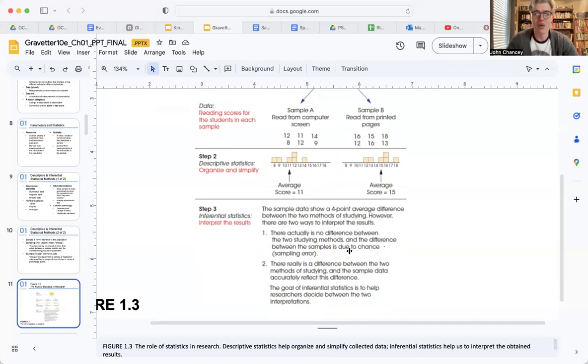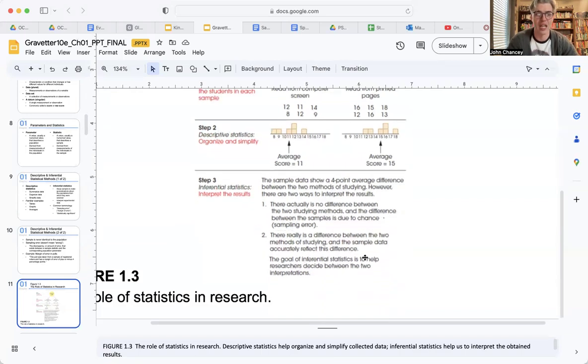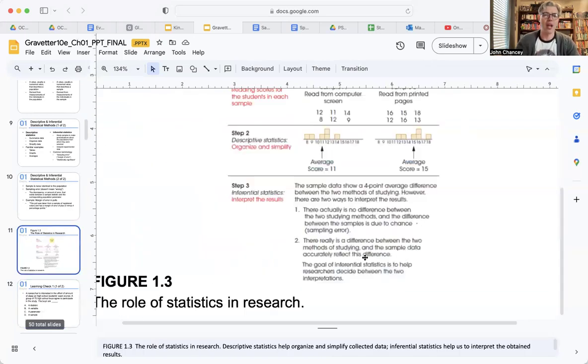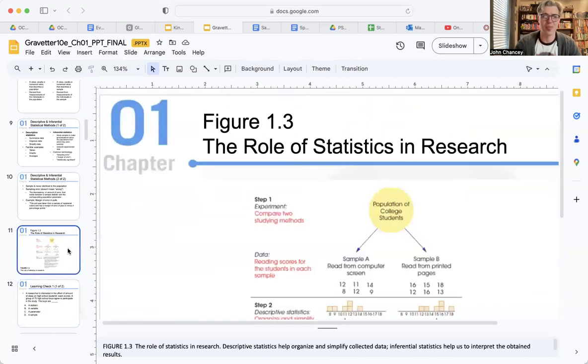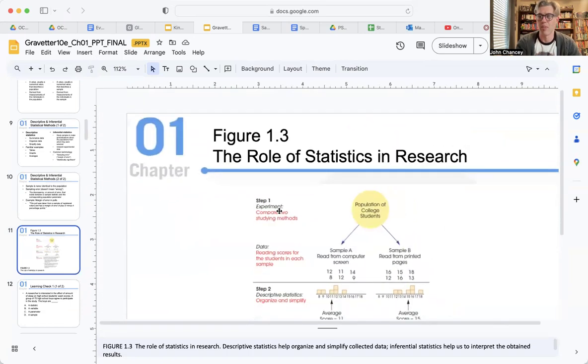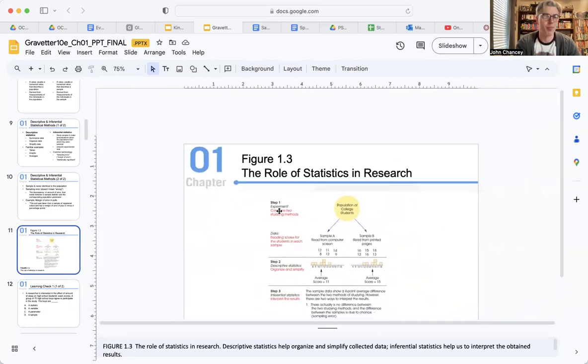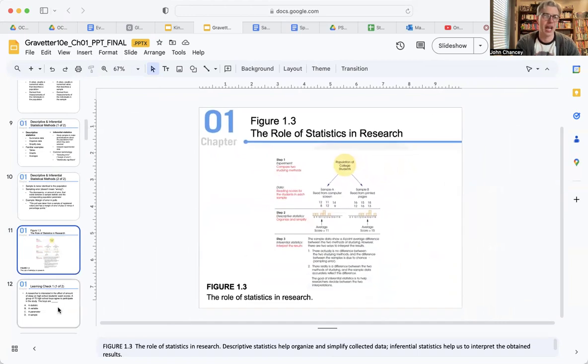Or there actually is no difference between the methods, and the difference between the samples is due to chance in this case. Or there is a real difference. That's the kind of information we're trying to find out. We're trying to make the inferences. Is there nothing going on there, or is there actually something going on there? We will come back to that and spend more time in future chapters on that specific topic. So I just wanted to show you all those previous slides in action.